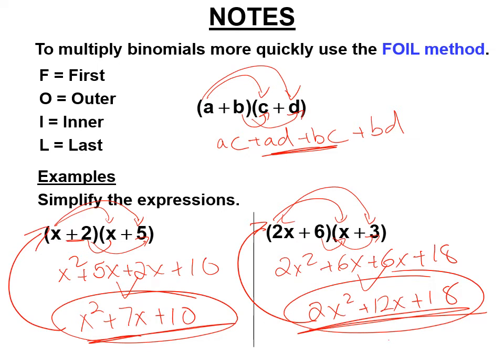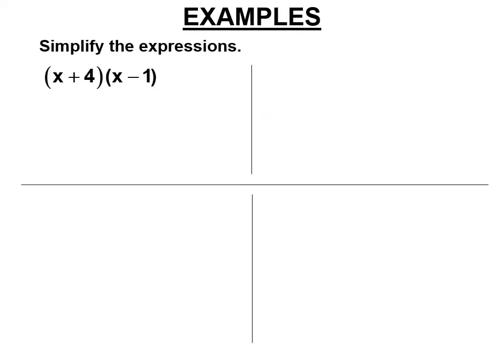So notice this is the easiest pattern. You get two pluses there, you're going to get two pluses there. You get two pluses there, you're going to get two pluses there. Okay. So now you have a plus and a minus. Let's see what happens there. First, x squared. Outer, negative x. Inner, plus 4x. Last, 4 times negative 1, negative 4. We combine our like terms here, so we get x squared plus 3x minus 4.